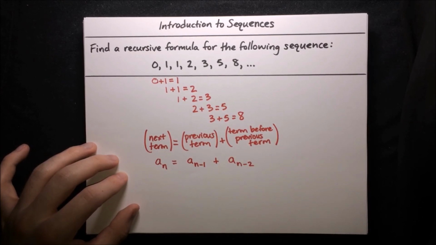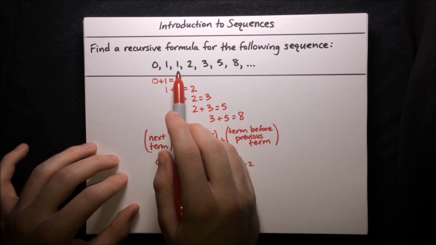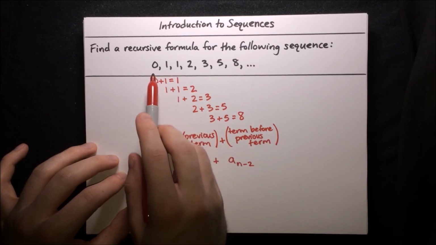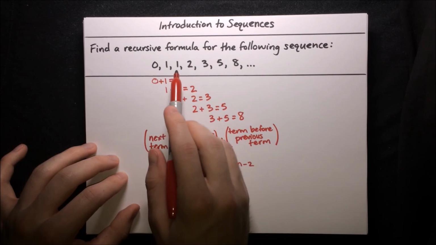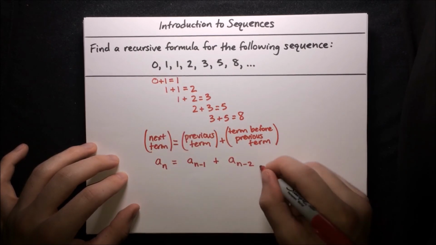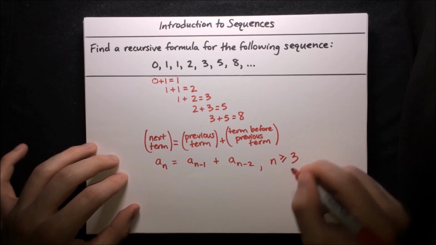Now we're almost done, but we're not done quite yet, because this rule only starts applying at the third term of the sequence. We can't really apply this rule beforehand, because in order to apply the rule, we need 2 terms before the next term. So this rule only holds for n is greater than or equal to 3.